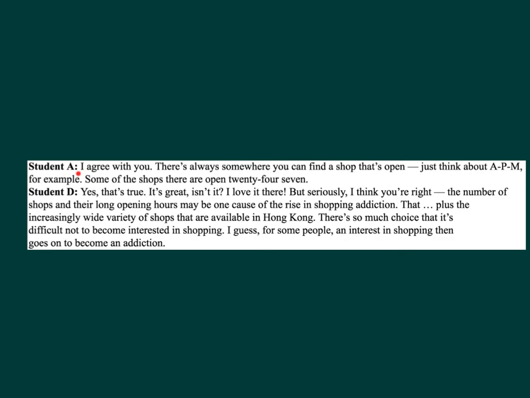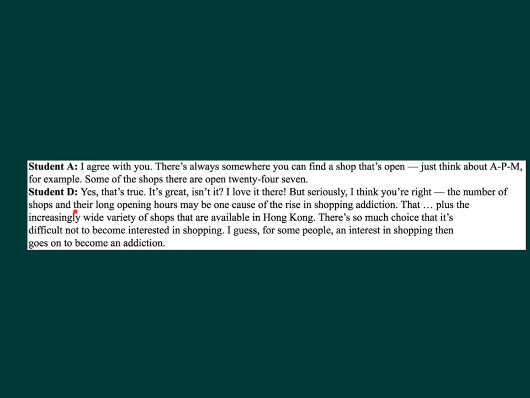Student A says, I agree with you. There's always somewhere you can find a shop that's open. Just think about 8 p.m., for example, some of the shops there are open 24/7. Student D says, yes, that's true. It's great, isn't it? I love it there. But seriously, I think you're right.